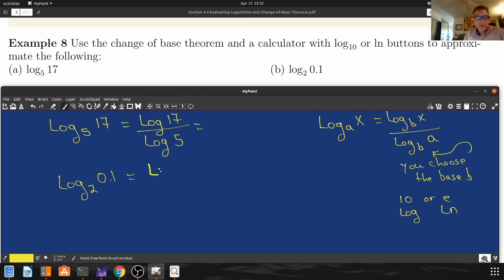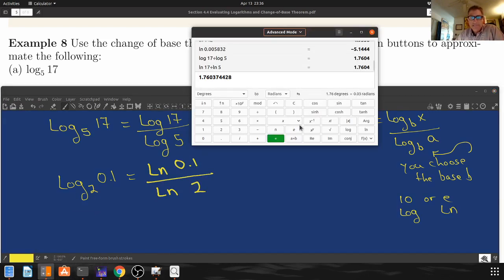Let's use the natural log. Log of 0.1 divided by the natural log of 2. So let's calculate that. We're going to do the natural log of 0.1 divided by the natural log of 2, and we're going to get minus 3.32. And that's what I got earlier.